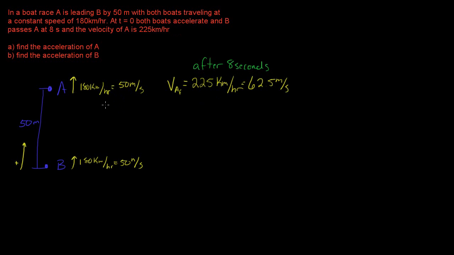So what does it tell us? It tells us that we have a final velocity for A, we have an initial velocity for A, and we have a time. We have a time of 8 seconds that it takes A to go from this initial to final velocity. So we can use this kinematic equation we know by heart now, and it says the final velocity is equal to an initial velocity plus acceleration times time. And we know all of these pieces of information except for this acceleration. So when we plug in our numbers, we get 62.5 is equal to 50 plus acceleration times the 8 seconds it takes it to go from this initial to final velocity.